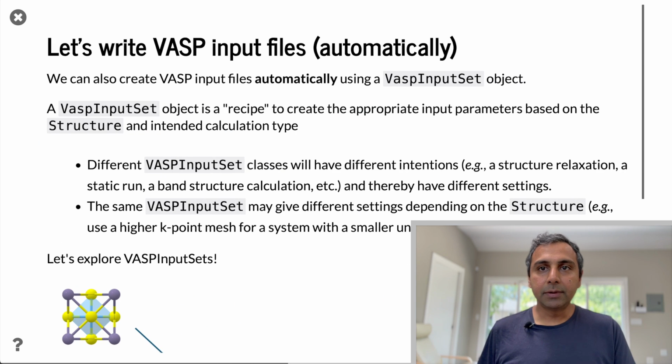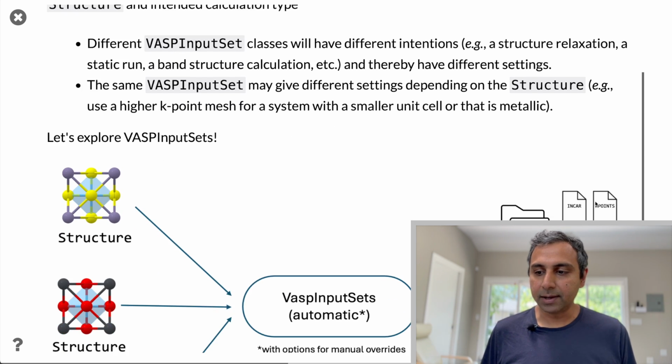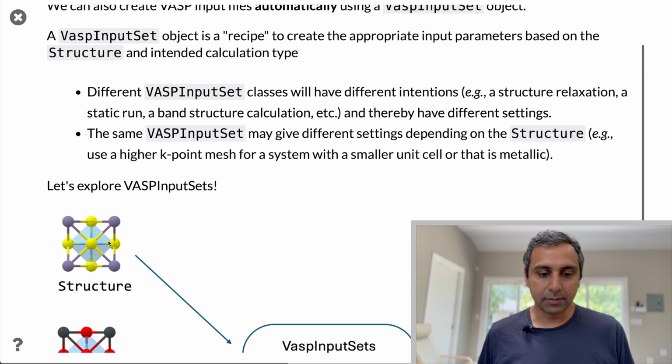All right, so now that we've talked about writing VASP input files manually, let's talk a little bit about how to automatically write VASP input files, because that is probably the primary mode that most people who use pymatgen to write VASP files use it in. So a VASP input set is basically a recipe to create the appropriate set of input parameters, so all 4 files, INCAR, KPOINTS, POSCAR, and POTCAR, based on a crystal structure and the intended calculation type.